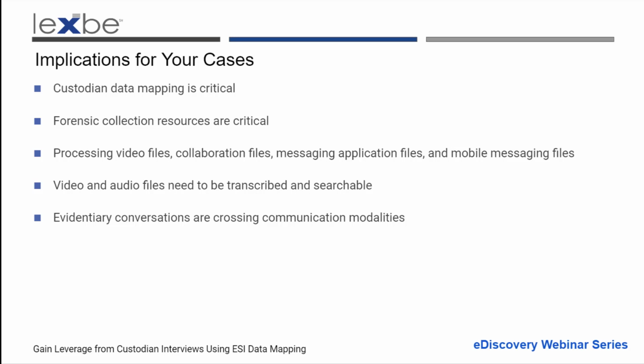Being able to forensically collect data from all of the ESI sources is critical. You have to process a greater breadth and depth of file types in eDiscovery, and your eDiscovery platform needs to be able to handle the variety of file types. Video and audio files need to be transcribed and searchable. Lastly, many evidentiary conversations are now crossing communication modalities, from email to voice notes to Slack to other messaging applications. And so being able to identify that and make sure that you're reviewing all those relevant documents is absolutely critical.